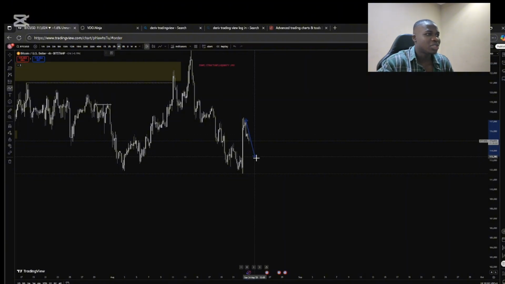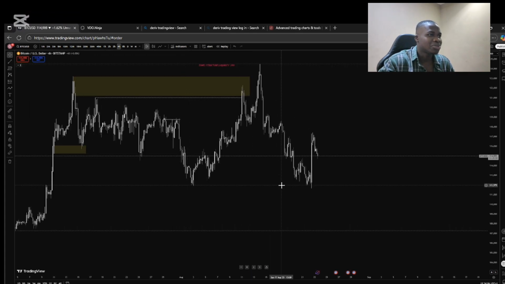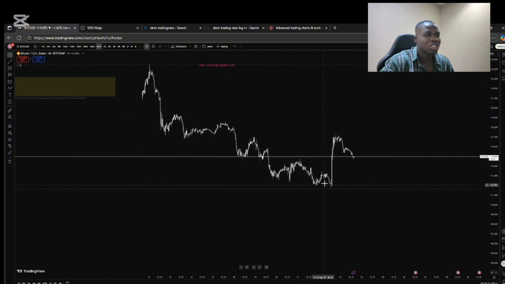There's every possibility that price took out this low. Yeah, price took out this low, because I believe this is a previous low. Price is just flipping this low. There's something they call flip zone, when price is trying to flip previous zones, just to trap people.